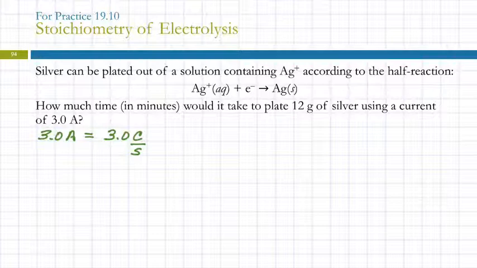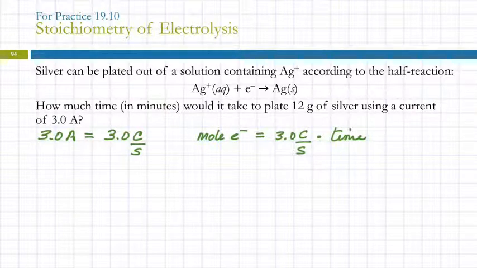We could get moles of electrons by taking the 3 coulombs per second and multiplying by the time. And we're also going to need to use the Faraday constant, 96,485 coulombs per mole of electrons. So the coulombs cancel out. This would be time in seconds.